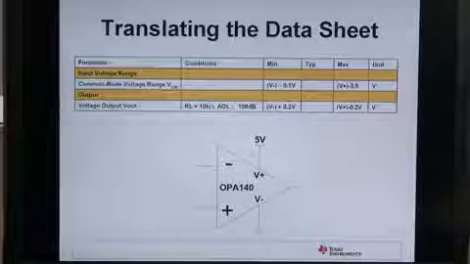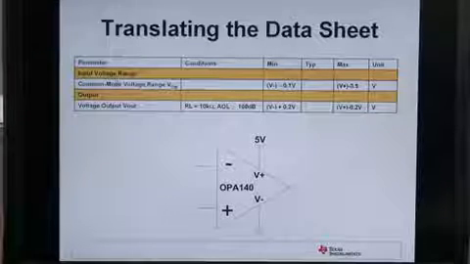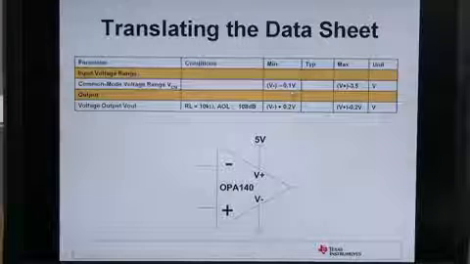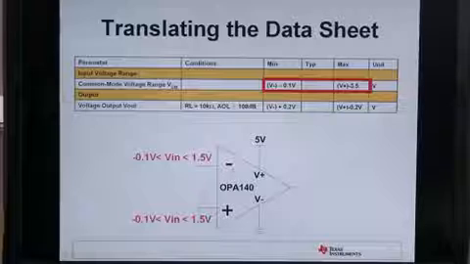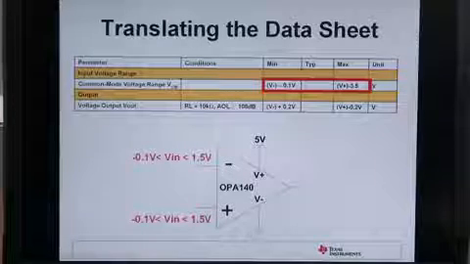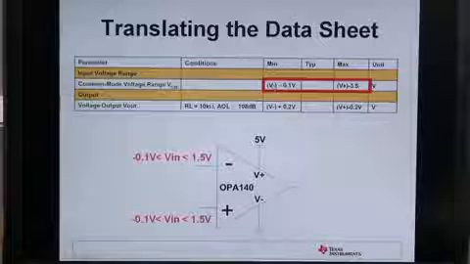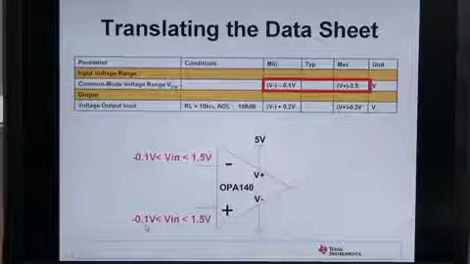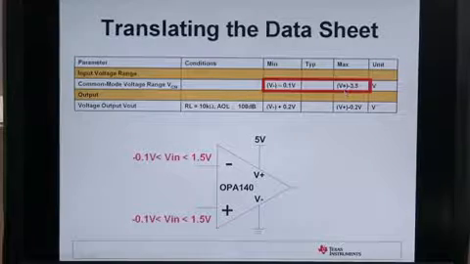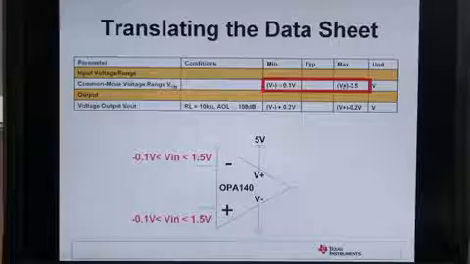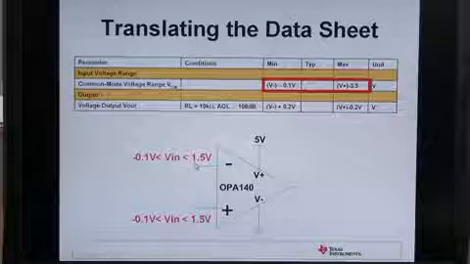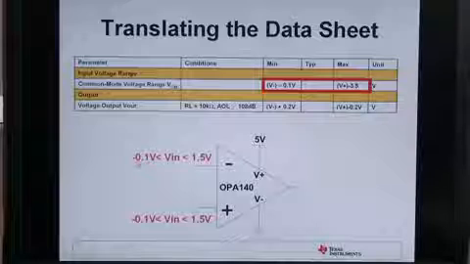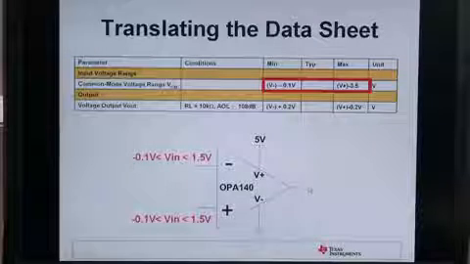Let's look at a data sheet. How is this defined? We have the input common mode range given here, and we have a minimum specification and a maximum specification, and they're relative to the power supplies. The negative supply is 0 volts in this case, so 0 volts minus 0.1 gives us negative 0.1 volt for the minimum common mode voltage. The positive supply is 5 volts minus 3.5, so the maximum input swing is 1.5 volts. Going above 1.5 or below negative 0.1 will cause a nonlinear output.